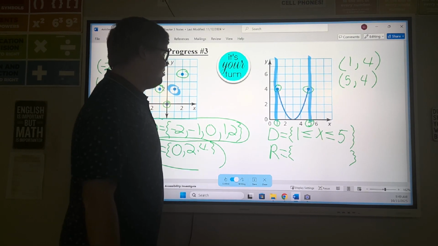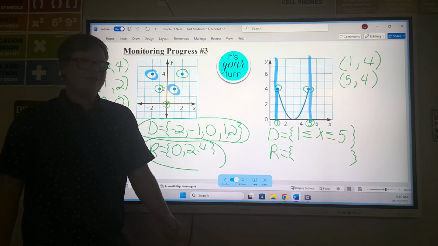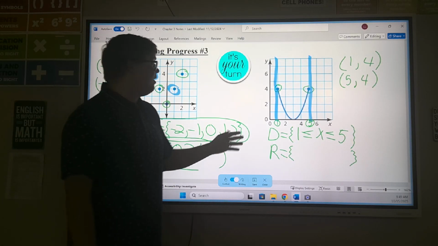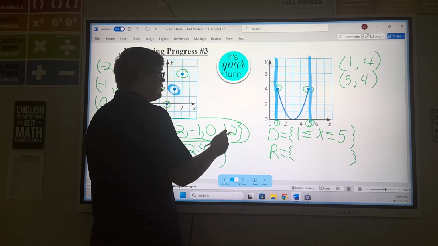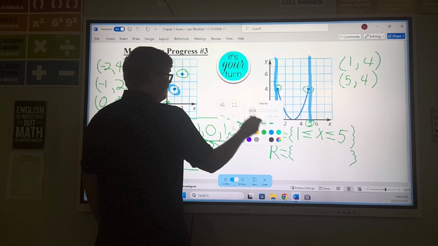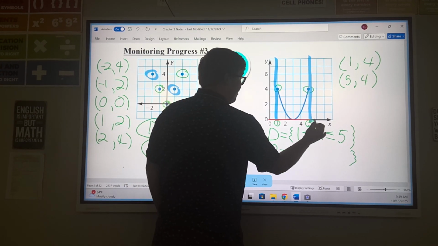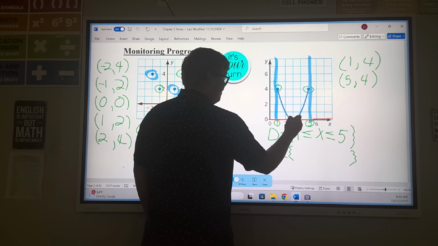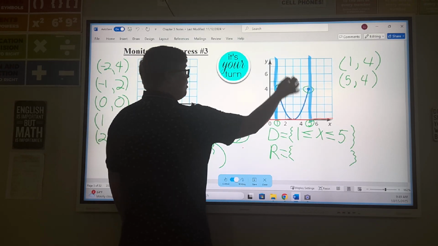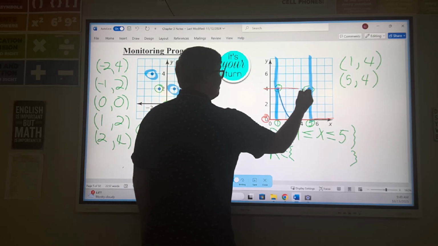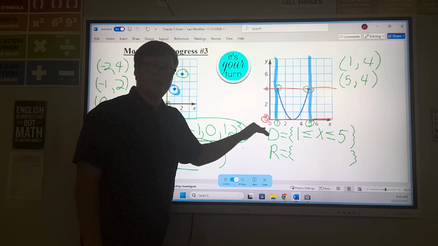Okay, our range. A lot of you may have put 4 and 4. Unfortunately, that's not going to be correct because we look at our entire line, right? And our range actually runs from 0, because that's how far our line drops, right? And it ends all the way up at 4. So the highest it goes is 4, the lowest it goes is 0.